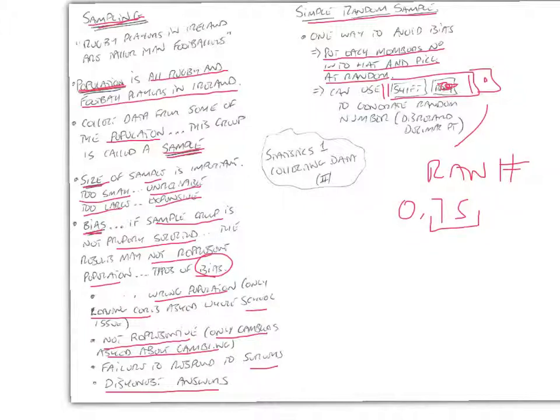So all we've looked at there really is sampling, and what's important about sampling is the size and the bias that can creep in. So one way to avoid that is to just take a simple random sample by putting people's names in a hat and choosing your sample group from that.